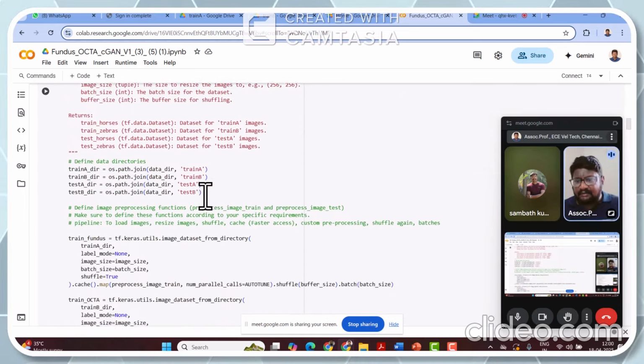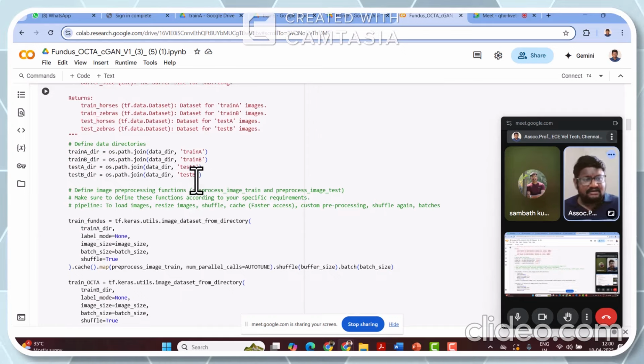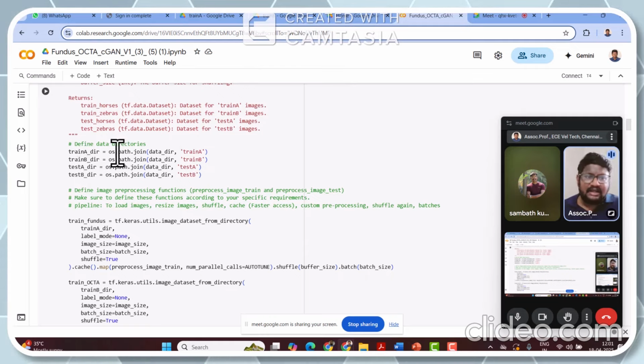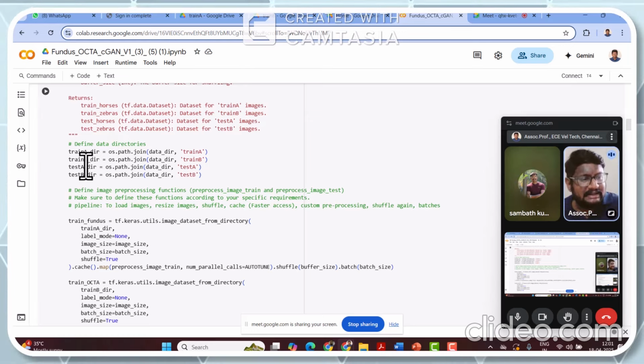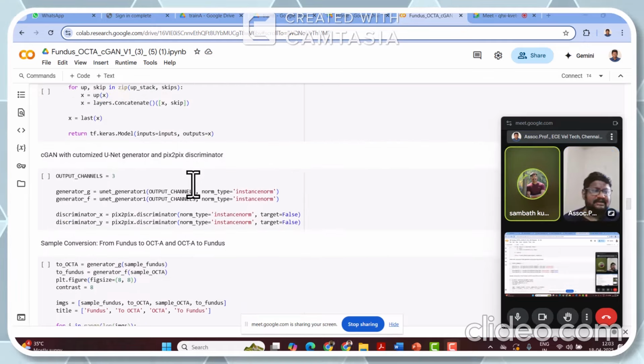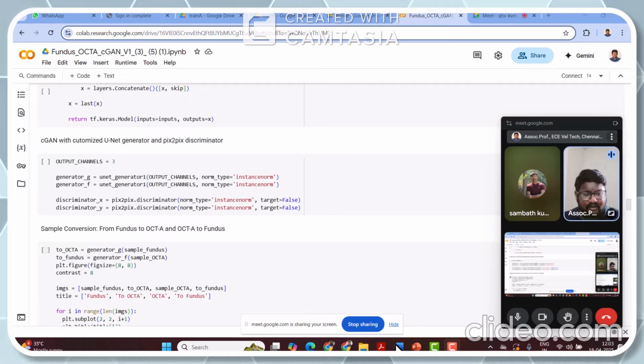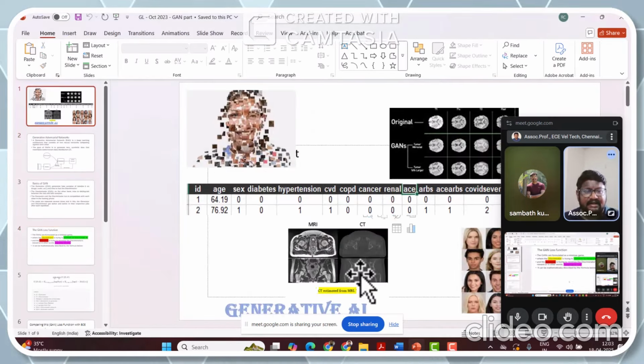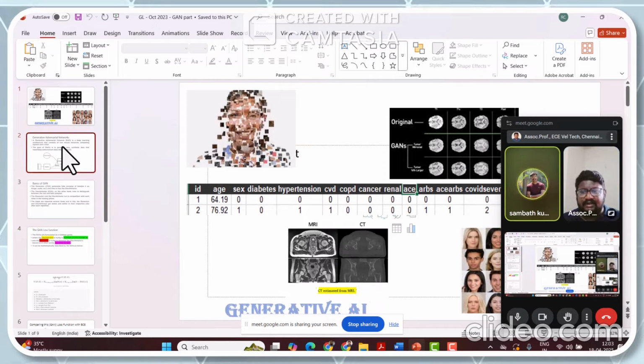as I have shown here, train A, train B, and all are there in my Google Drive. And from there, I am taking the train A directory and train B directory. So train A will be the training fundus images, and train B will be the training OCTA images. That has to be paired and learned. For this fundus, this is the OCTA. Likewise, it has to pair and learn. And we have a GAN architecture with the generator and discriminator. That's what we are describing in the code here. We are describing the generator and the discriminator at this part of the code.